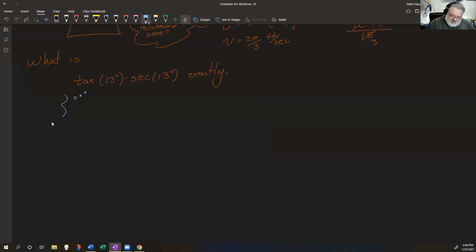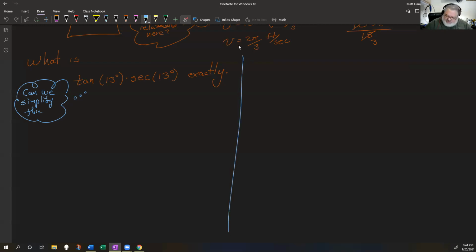I don't know why I've been big on the thought bubbles today. Can we simplify this? So can we use what we know about algebraic simplification to start manipulating these functions to make nicer statements? To handle this question, I want to look at some relationships based on our definitions.